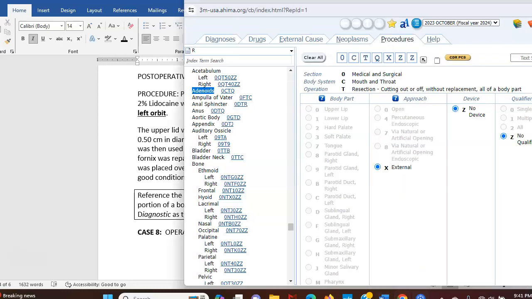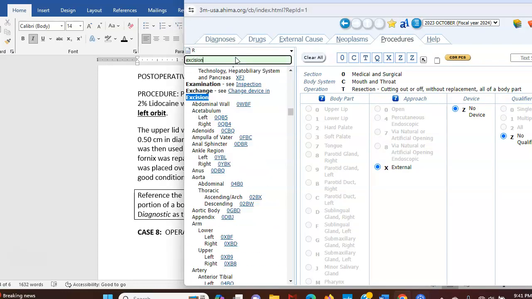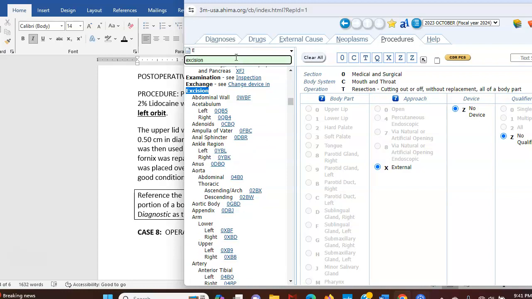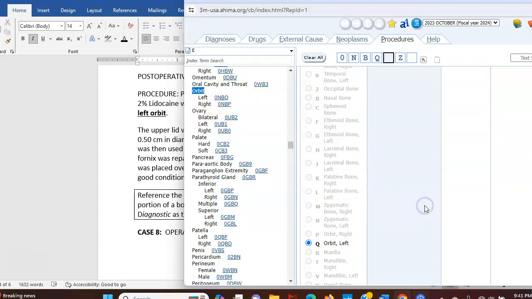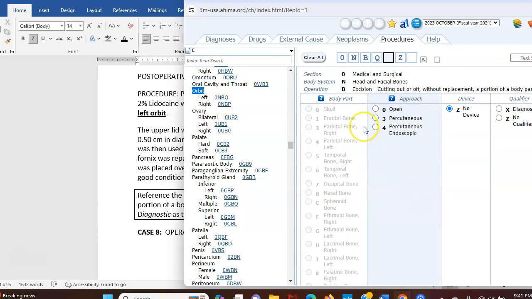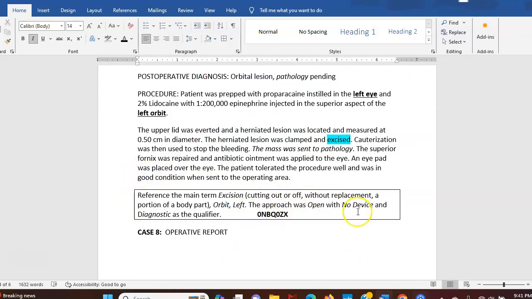Okay, so excision, orbit, left, and it was open, no device, and it's going to be diagnostic. So there's our code, which I have over here as well.